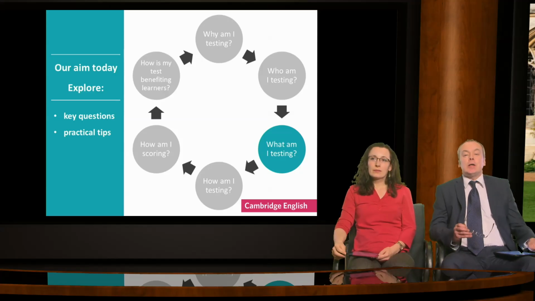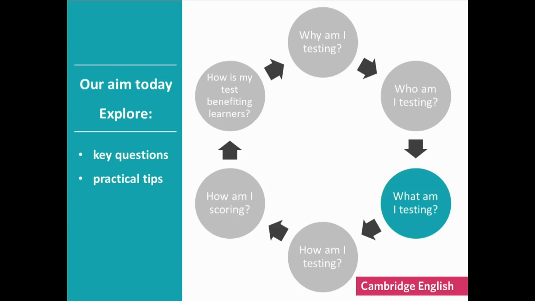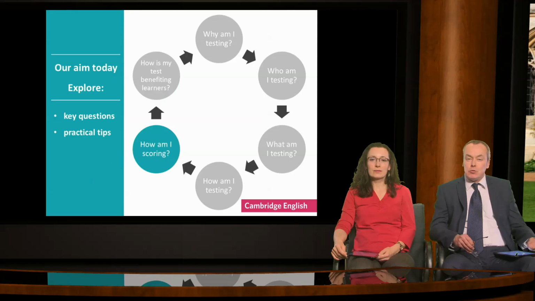Today we will address 3 questions. The first one is, what am I testing? This refers to the skill being tested. The technical term for this is test construct. We will then move on to the question of, how am I testing? This refers to the tasks in the test. We will end with the question, how am I scoring? This refers to how to go about assigning marks to the performance of the test takers.